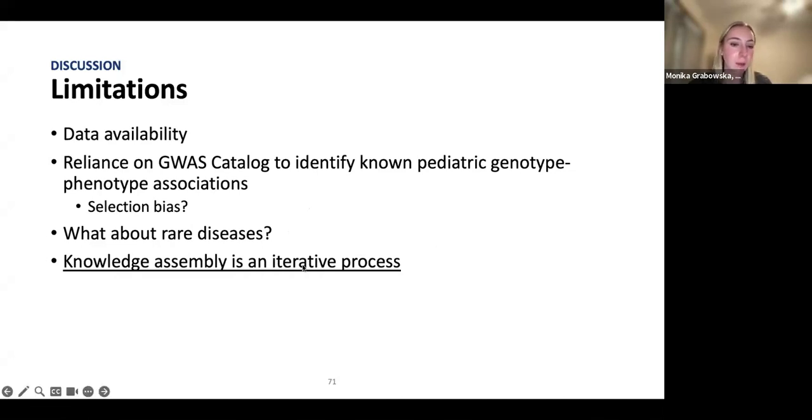And then finally, knowledge assembly is a very iterative process. We're continuously trying to improve the ICD code to Phecode mappings, and we recognize that there's always room for improvement, but we encourage people as they use the pediatric Phecodes and the original Phecodes in their own work to please give us feedback if there's things that you're seeing that you'd like us to improve. And then again, we do hope to continuously update the Phecodes to accommodate new ICD-10-CM codes as they're added.